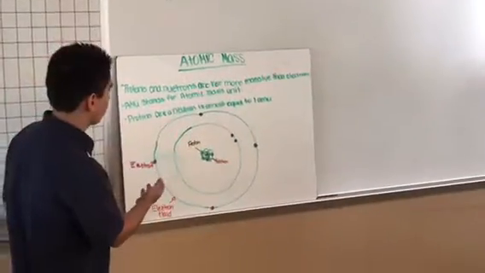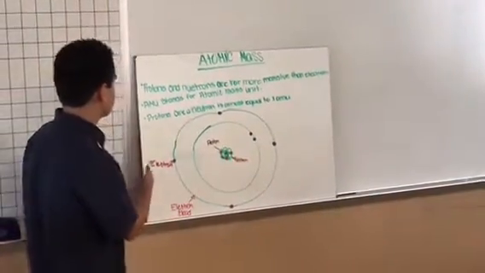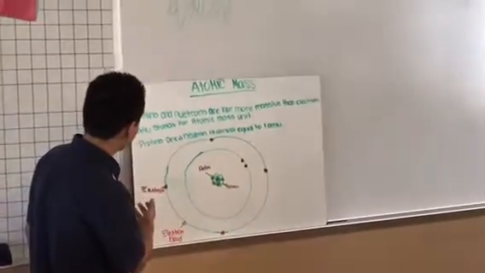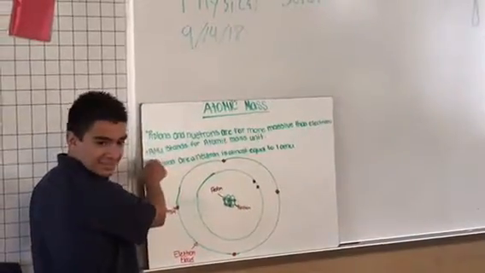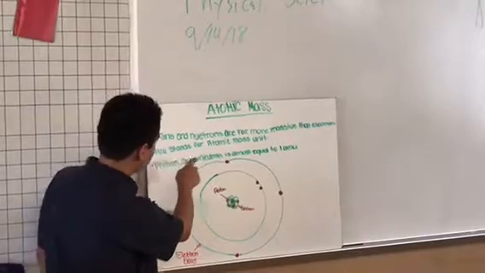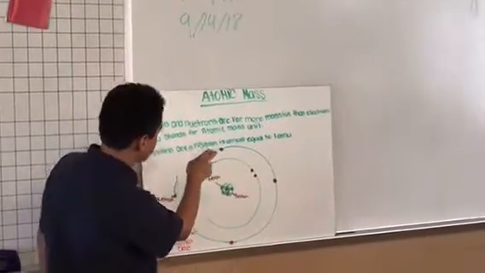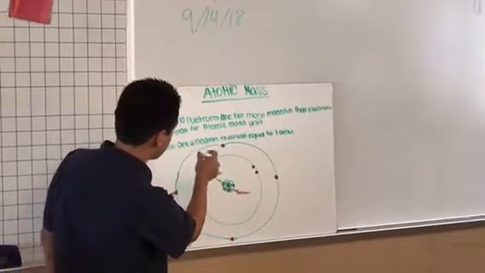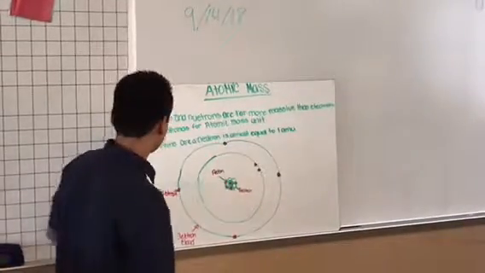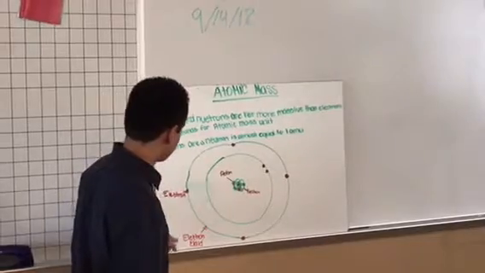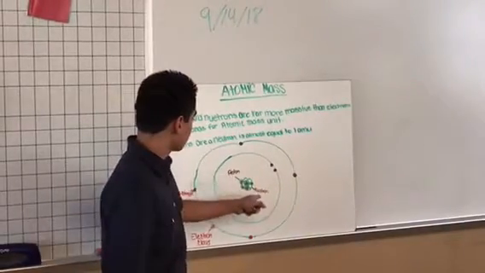Protons and neutrons are far more massive than electrons in the atomic mass. AMU stands for atomic mass unit. A proton or a neutron is almost equal to 1 AMU. So here's an electron cloud, proton, neutron.